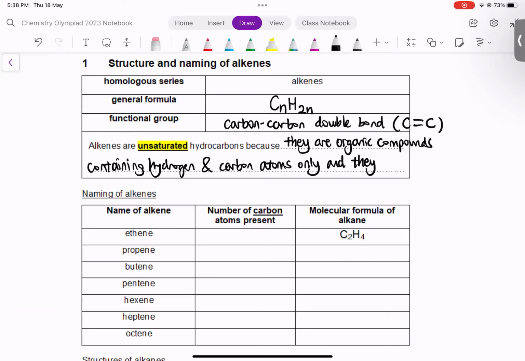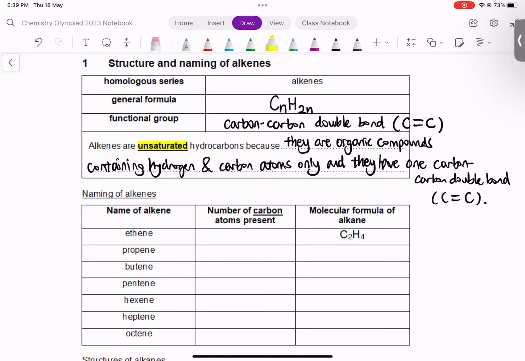And importantly, why are they unsaturated? Because they have one carbon double bond. Unsaturated means it has at least one carbon double bond. At least one. Even if it has more than one carbon double bond, it's still considered unsaturated. But for alkenes, alkenes only have one double bond.